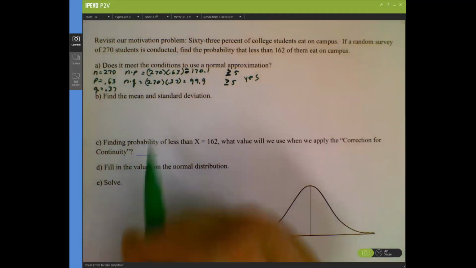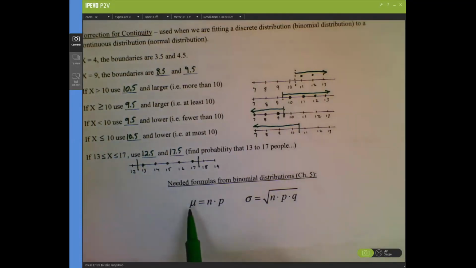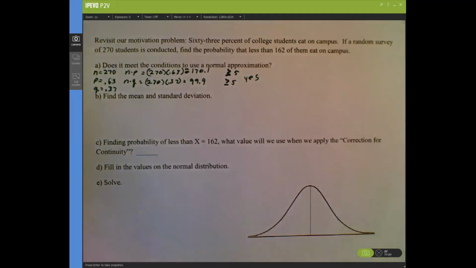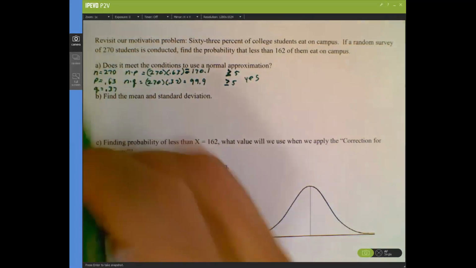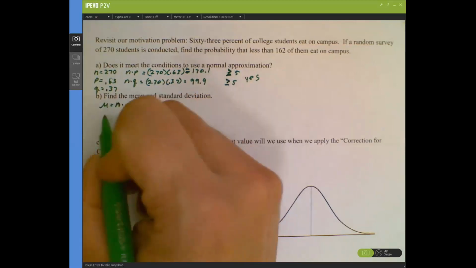Okay, next step, find the mean and the standard deviation. Well, from our last page, we saw mean is N times P, standard deviation, N times P times Q, the square root of that product. Okay. Well, we've already found N times P right here. So the mean, I'm going to write N times P for the first one.